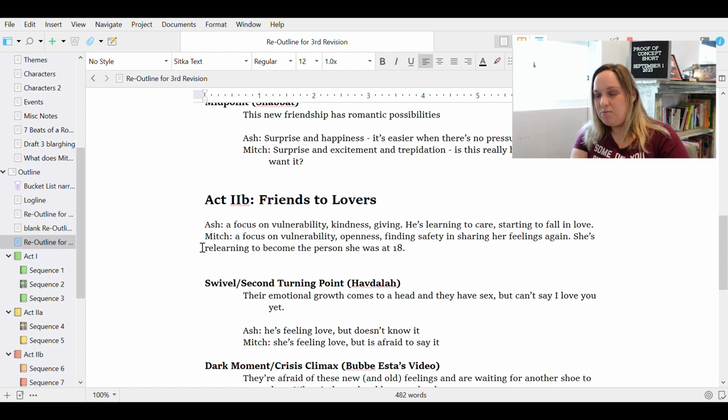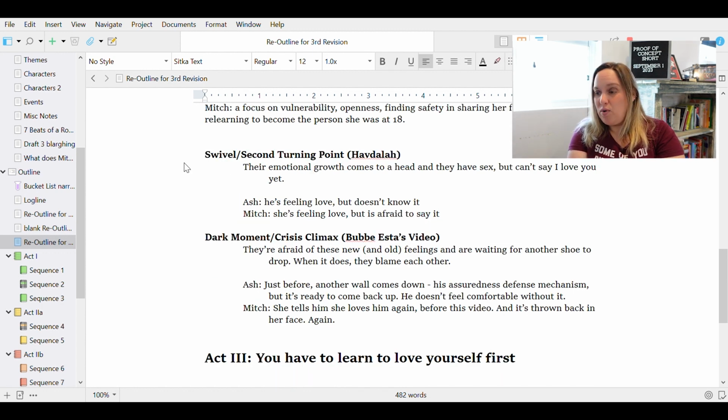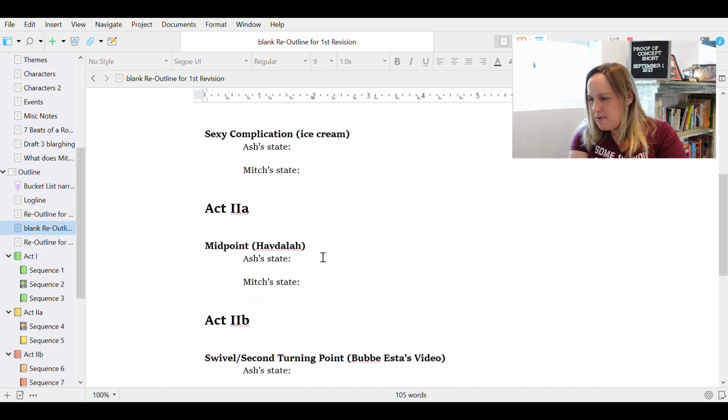And now back to Act 2B, Mitch also has a focus on vulnerability. She also has openness and finding safety and sharing her feelings again. She's learning to become the person she was at 18. Because interestingly enough, for Mitch, this internal conflict and internal journey is all about returning to who she was. For Ash, it's about giving himself permission to become the person that he wants to be. So now we get to the swivel and second turning point, which in the previous outline was Bubby Esta's video.